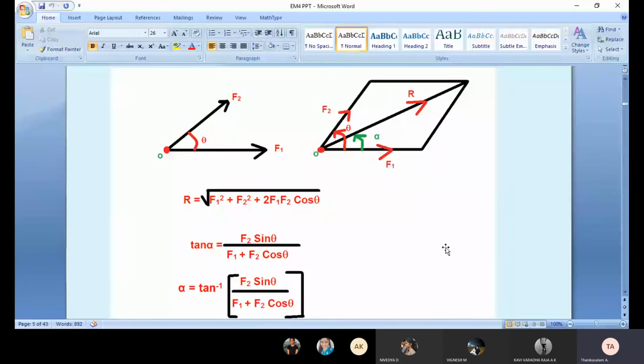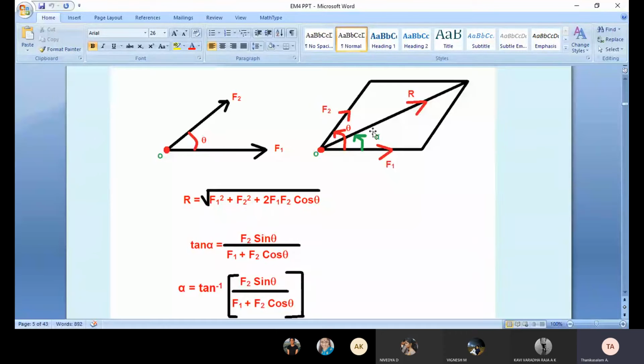So I am writing it in terms of F1, F2 instead of the previous formula based on P and Q. See here, point O is subject to two forces, F1 and F2. The angle between the two forces is theta. Therefore, the resultant equals the square root of F1 squared plus F2 squared plus 2 F1 F2 cos theta.